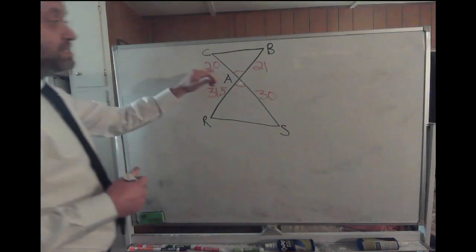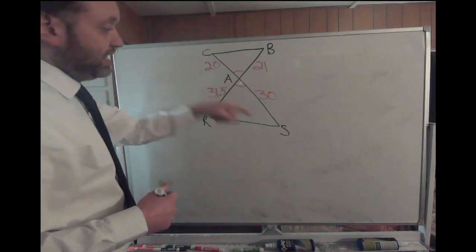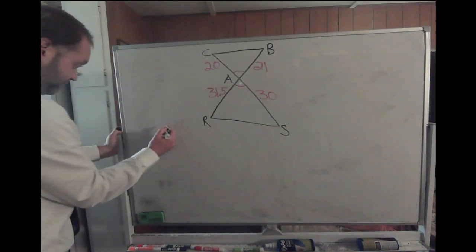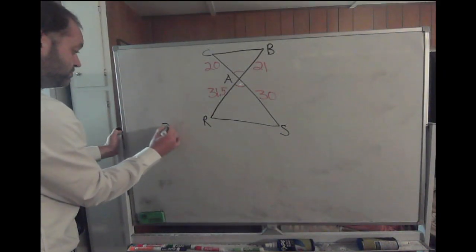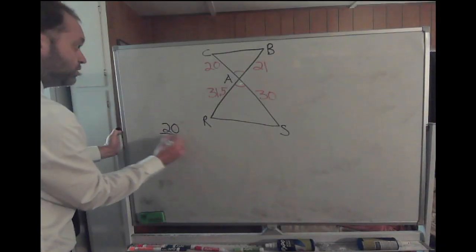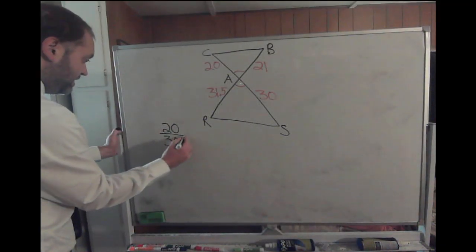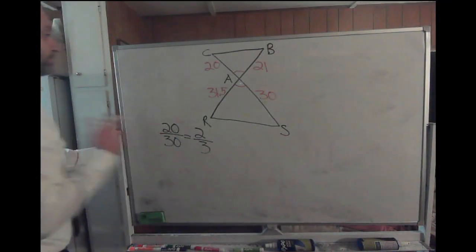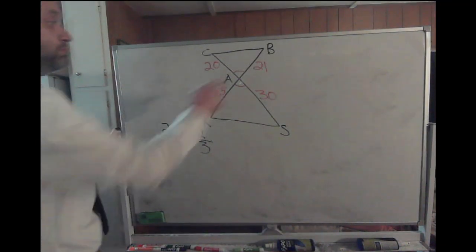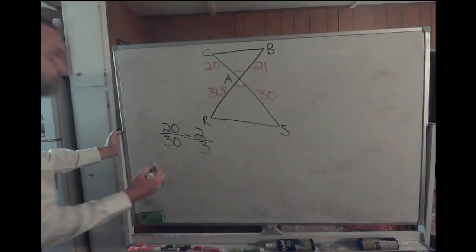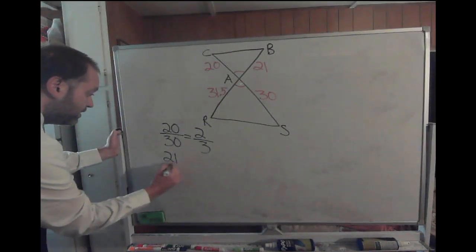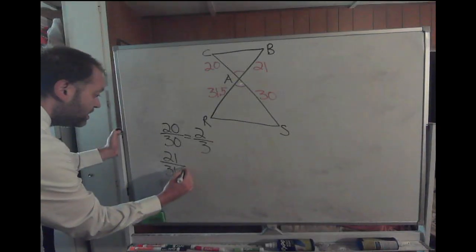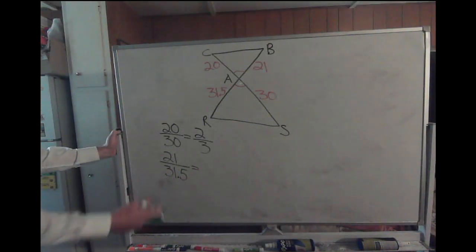In this case, it does go straight down that CA and SA correspond to each other. So of course you would take the ratio of them, 20 to 30. That would give you, of course, a scale factor of 2 to 3. Excuse me. And then BA and RA are also in proportion. So you'll take 21 to 31.5, which we should get rid of that decimal from the denominator.